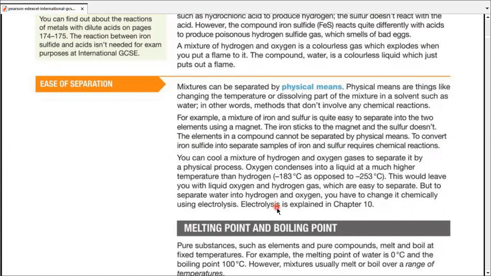Good. Now, the next thing we need to discuss is ease of separation. Now, this is going to be different with compounds as compared to mixtures. I'm going to start with the easier one first. Mixtures are easy, right?